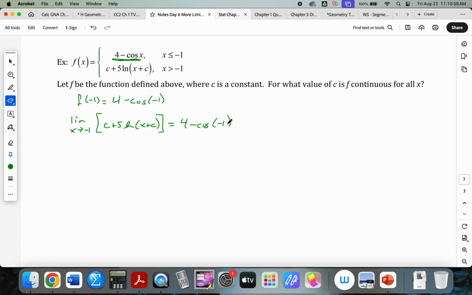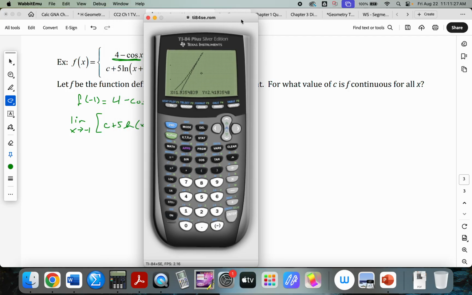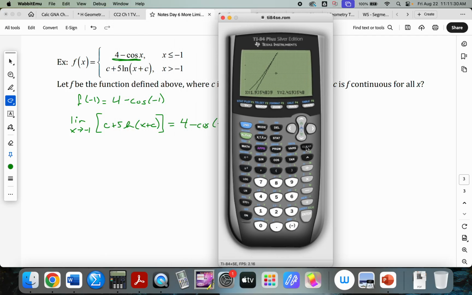This is a calculator problem. If you've got cosine and natural log, there's no way you can do this without a calculator. I wish that the solver on your calculator was better than it is. The solver on the TI-84 is suboptimal. But it's the best most of us have, so wake up.